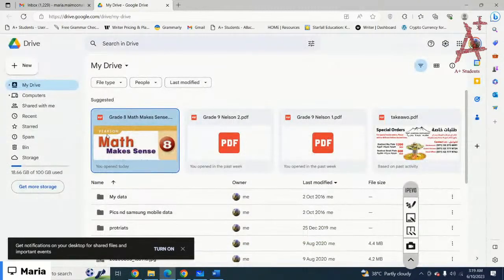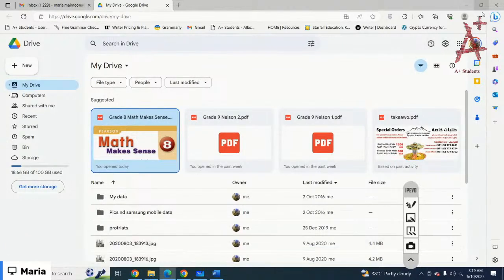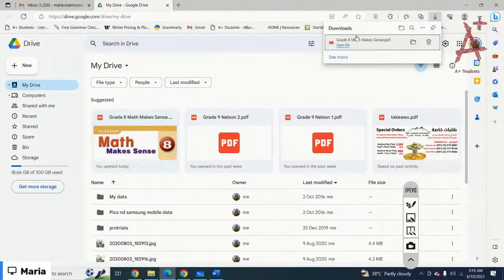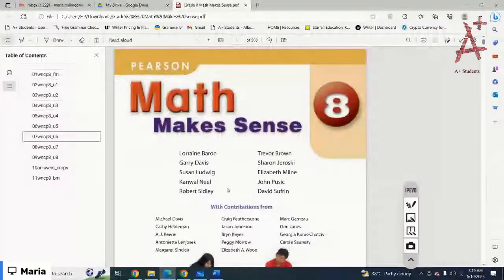What's wrong with the book? I have downloaded the book. Hold on, let me just go to the.